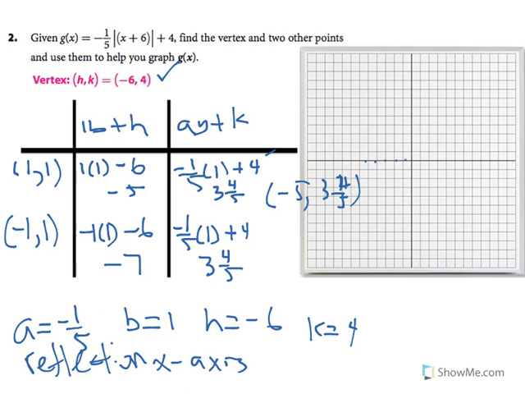1, 1, 2, 3, 4. So we have a point here. And then we have a point negative 5 and 3 and 4/5. Also, we have this point here, negative 7, this point here. So now our graph is going to do this.